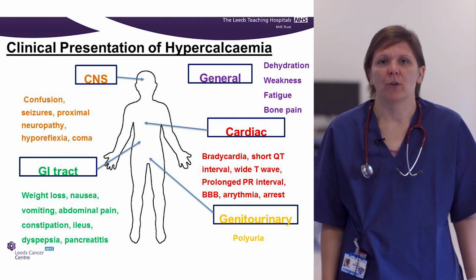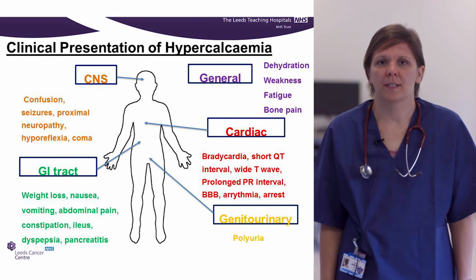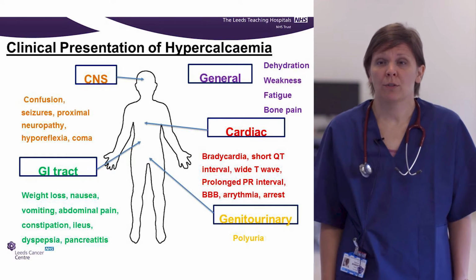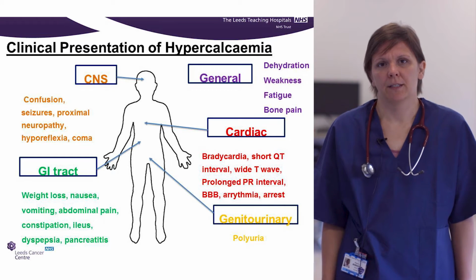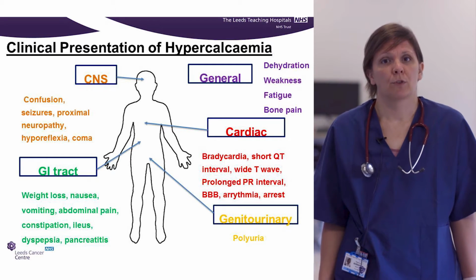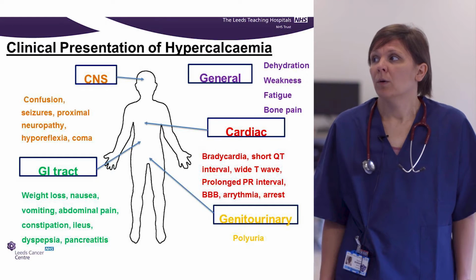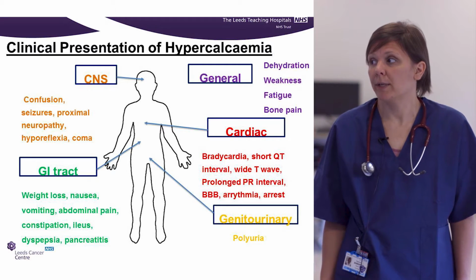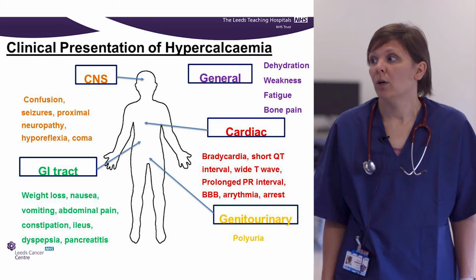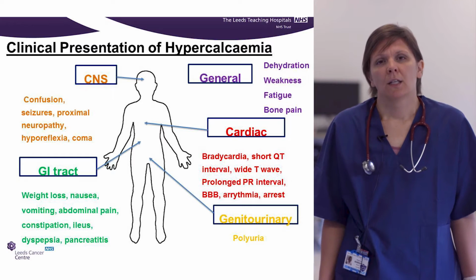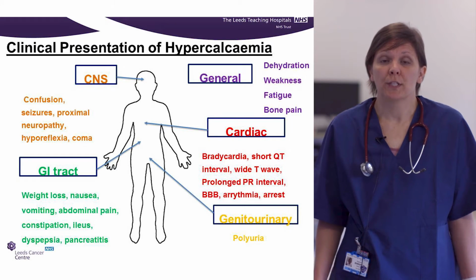Hypercalcemia can present in very non-specific ways, and just as with the neutropenic septic patient, a top-to-toe assessment is warranted. The patient may present confused or drowsy or generally fatigued. They may have seizures if the calcium levels are particularly high. They may also have hyporeflexia or come to presenting unconscious. When you look at the cardiac symptoms, an ECG should be performed. These patients may well be bradycardic with a short QT interval, or they may have wide T waves with prolonged PR interval.